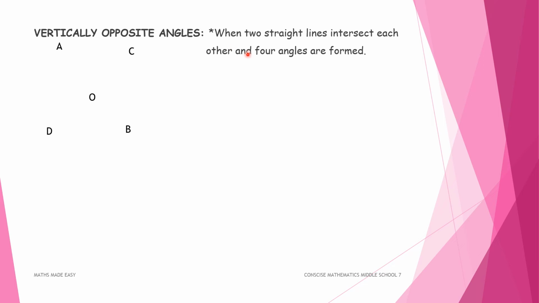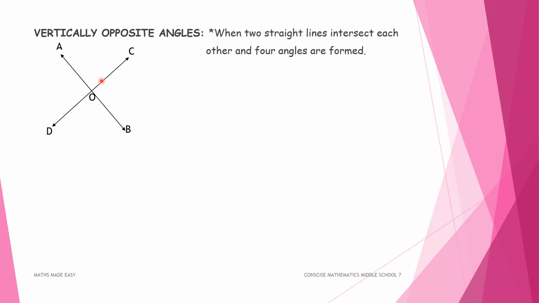Vertically opposite angle. When two straight lines intersect each other, they form four angles. Here, they are telling us that two lines are intersecting each other. Let's draw a diagram. Here is one line and here is another straight line intersecting each other and forming four angles.